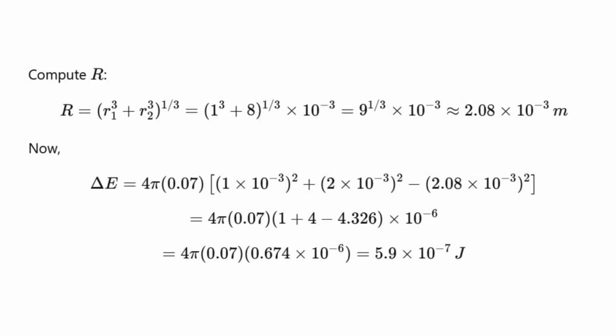Now let us substitute in the energy equation. Delta E is equal to 4 pi into the surface tension, 0.07, into these values. You can simply replace them, and finally you get 5.9 into 10 power minus 7 joule. So this is the way to calculate the energy released because of the surface tension when the drops coalesce.